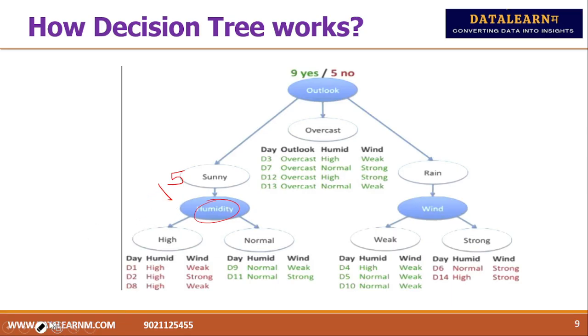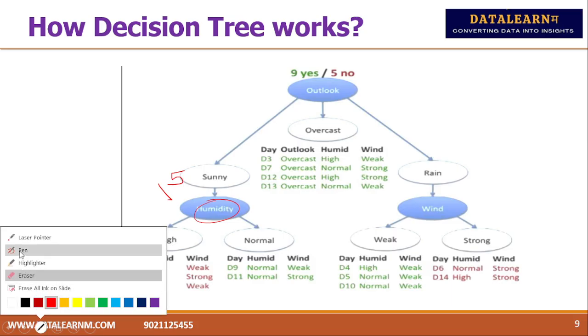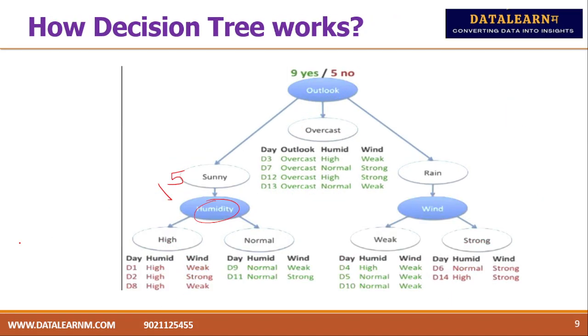For this 5 it is 2 yes, and for the other 5 it is 3 yes, 2 no. Correct? And this is 4-0, so it's done. For 4-0 there will be no splitting. Humidity again has 2 categories. When humidity is high and outlook is sunny, there will be no play.